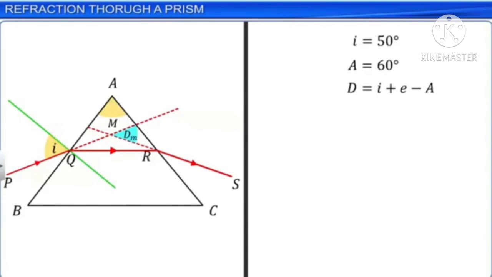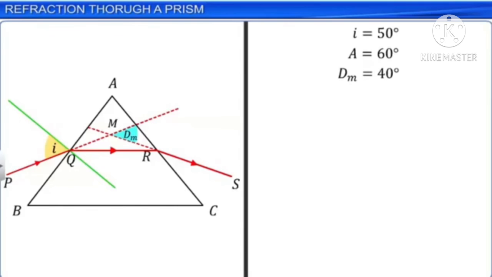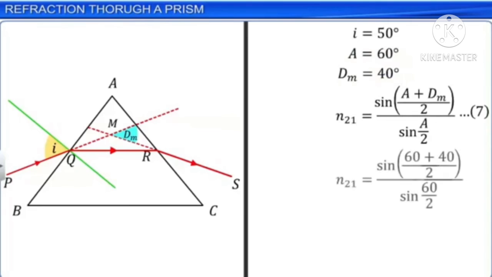Example 2. A prism of refracting angle of 60 degrees made of glass of refractive index 3 by 2 is immersed in water of refractive index 4 by 3. Find the angle of minimum deviation for a light ray passing through the prism. In this problem, it is given that refracting angle A is equal to 60 degrees. Refractive index of glass, ng, is equal to 3 by 2. Refractive index of water, nw, is equal to 4 by 3.